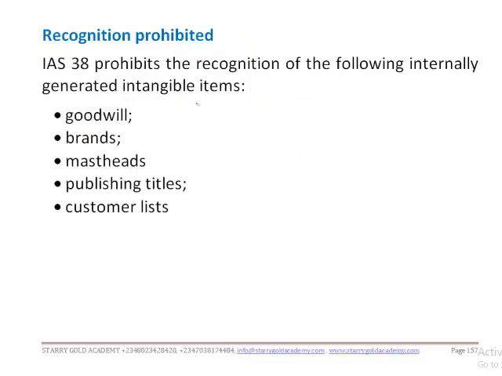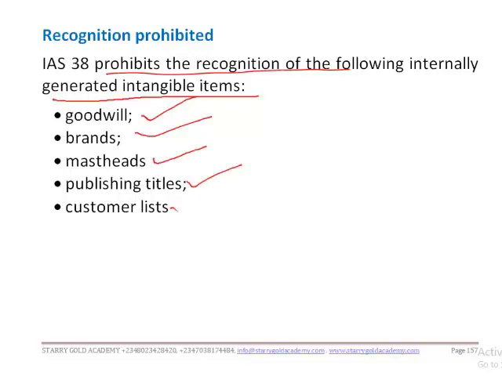And then how do we recognize intangible assets? IAS 38 prohibits the recognition of the following internally generated intangible assets: goodwill generated internally, brands, mastheads, publishing titles, and customer lists. All these, if generated internally, are prohibited in accordance with IAS 38. However, if they are acquired separately, or in a business combination, such will be recognized.